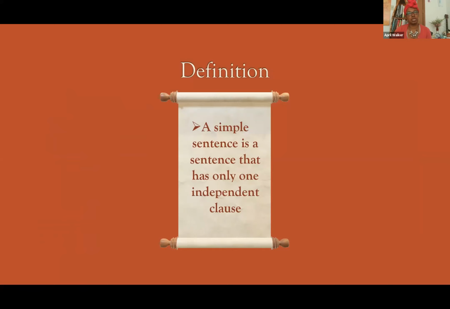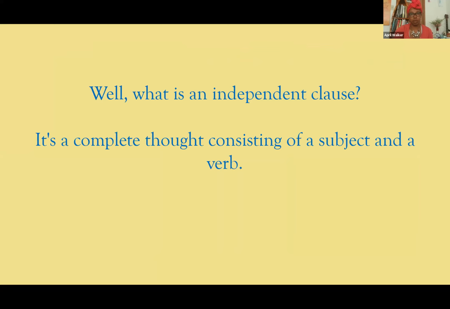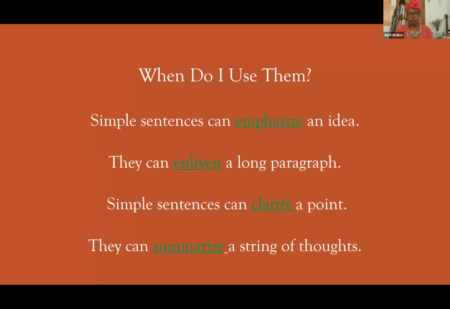All right, so a simple sentence is a sentence that has only one independent clause. Well, what is an independent clause, you may be asking? It's a complete thought consisting of a subject and a verb, who or what, and the action. Well, when do I use them? Simple sentences, that is. Well, simple sentences can emphasize an idea. They can enliven a long paragraph. Simple sentences can also clarify a point, and they can summarize a string of thoughts. These are all different contexts in which you can use a simple sentence.